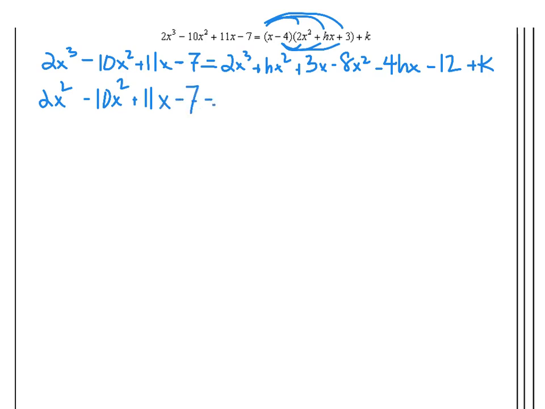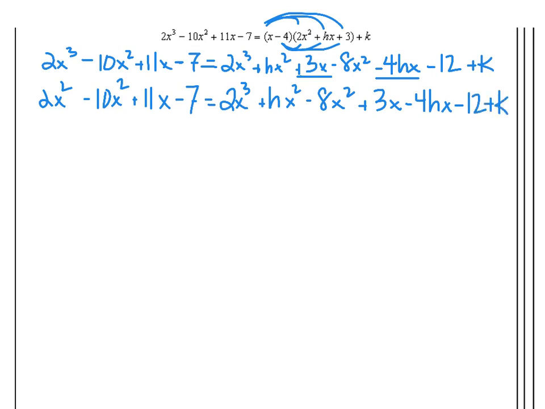So what I mean by that is this. Again, like I said, 2x cubed comes first. Now I'm going to take all the x squared terms. I'm basically going to put it in standard form, if you want to think of it that way. hx squared minus 8x squared. So there's all my x squared terms. Now I'm going to take my x terms. That would be the 3x and the minus 4hx. I'm going to write those down next to each other. That's 3x minus 4hx. Okay, and then the last two terms are constants, so minus 12 and plus k.